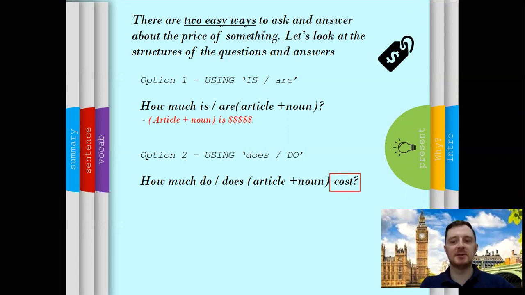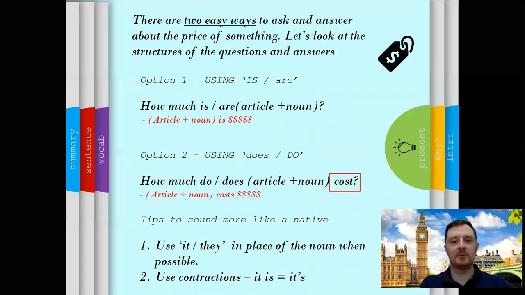And the answer is going to be article or article and noun, costs, and how much money, okay? So here are our two options. How much is, how much are. How much do, how much does cost.